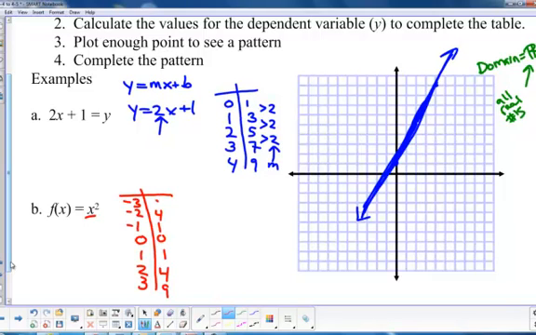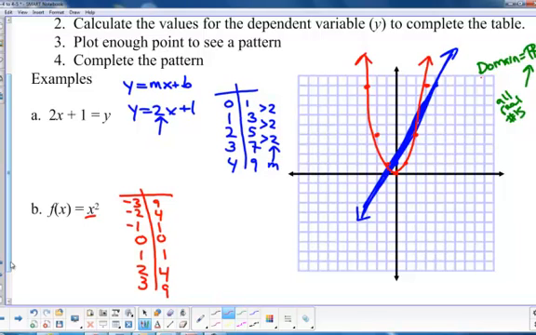So negative 3 squared is 9. When I plot this, 0 gives me 0. 1 and negative 1 give me 1. 2 and negative 2 give me 4. 3 and negative 3 give me 9. So we're going to draw our curve that is symmetrical, swooping upward.